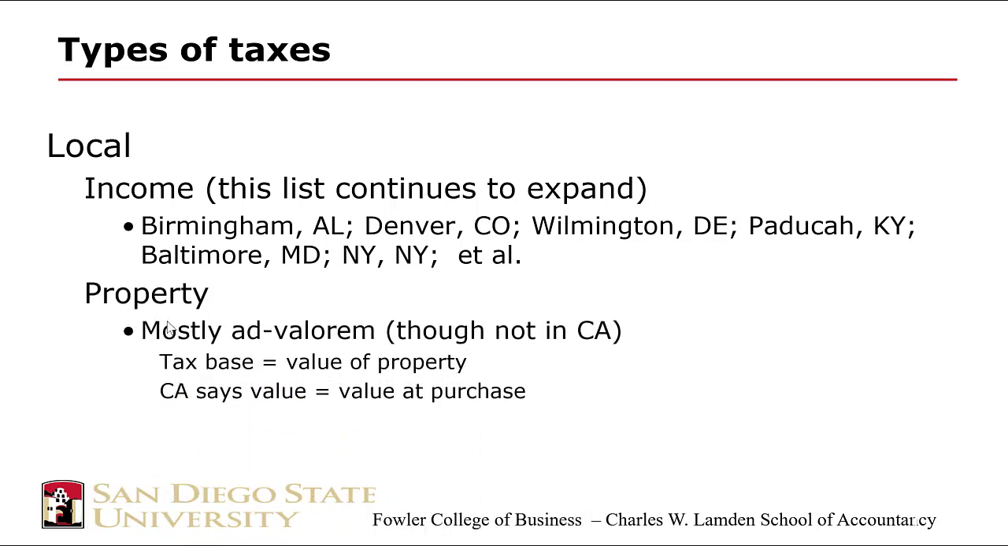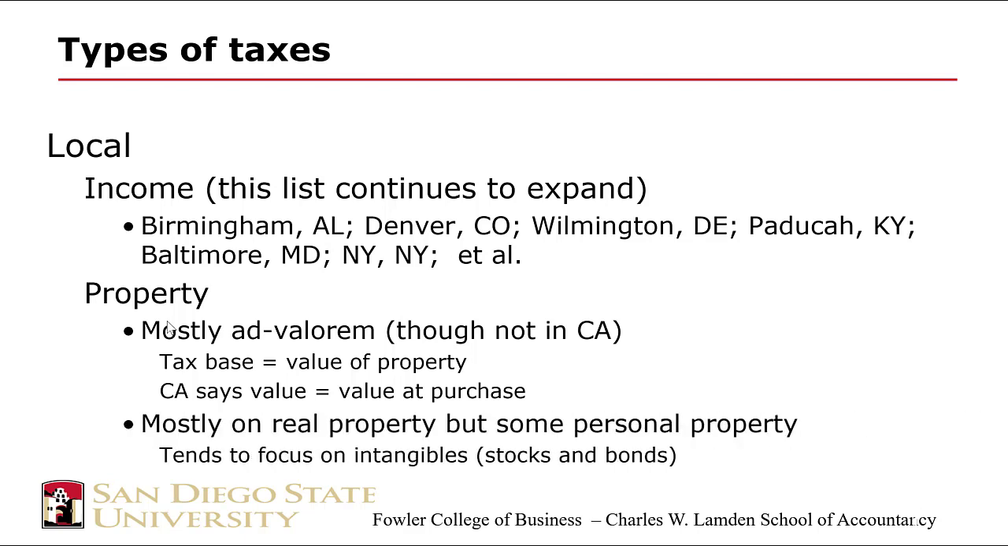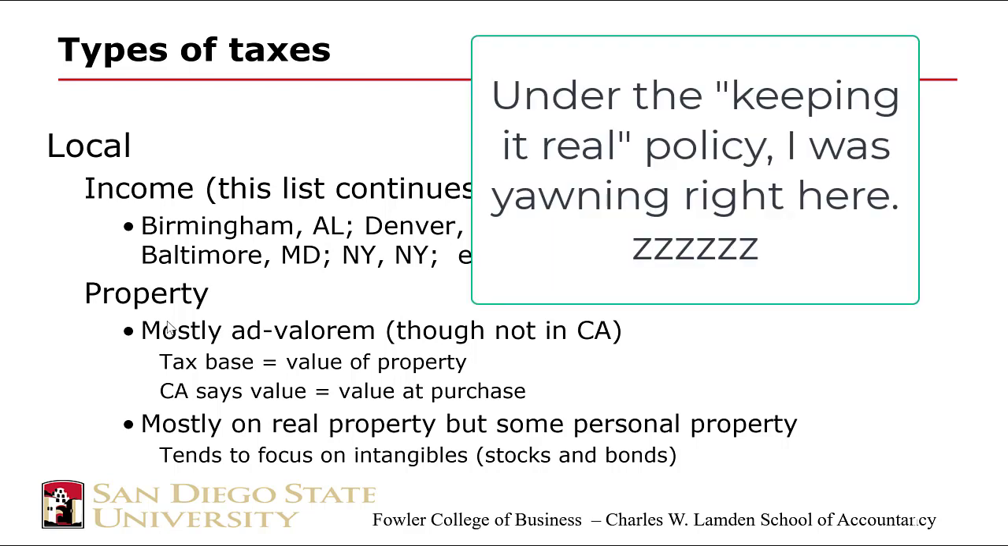Property taxes. Again, the book does a reasonable job of describing what these are. In almost all places, property taxes are called ad valorem taxes, and ad valorem just means based on value. Typically, it's the value of the property, but California, through something called Prop 13, has an entirely different system. So I just want to make sure that, you go through a tax class, you ought to understand how California's property tax system works. Most, like California's, focuses on real property.